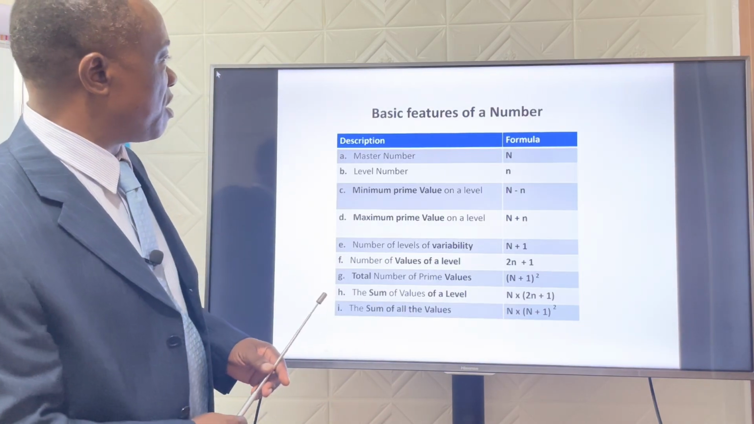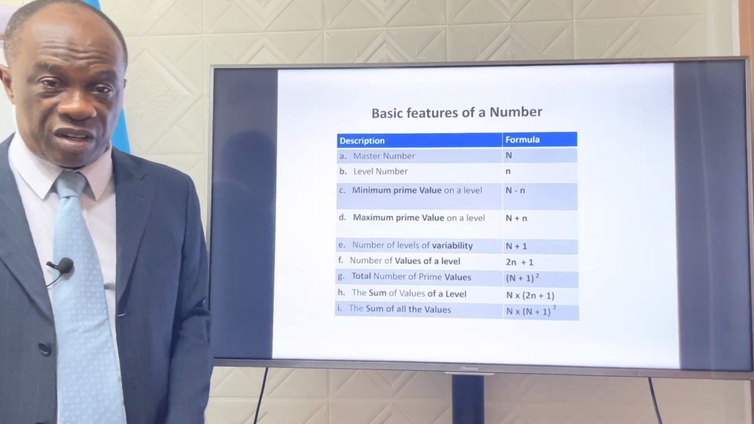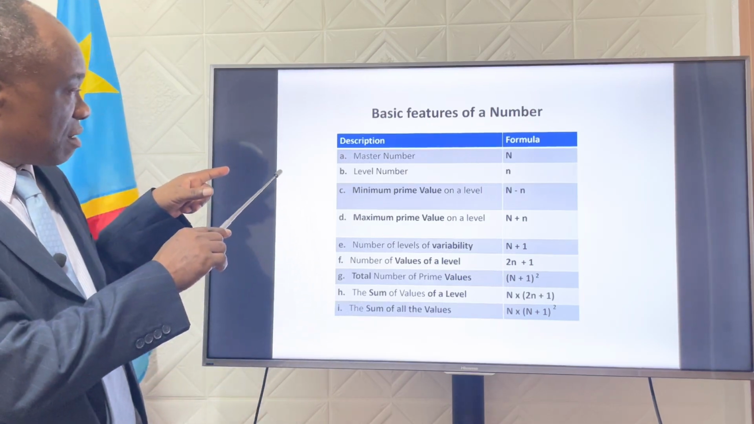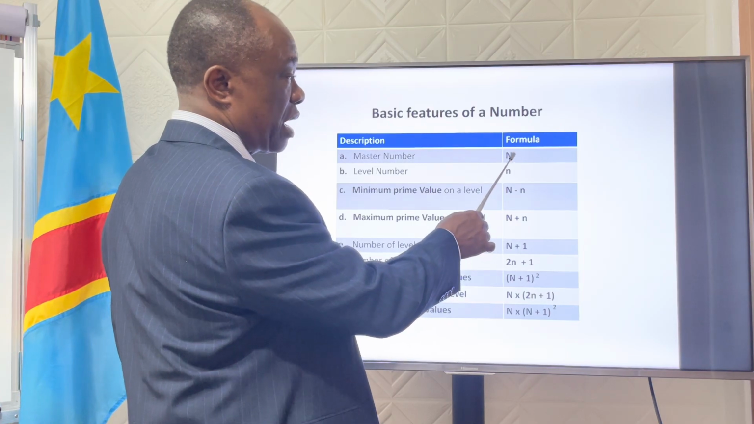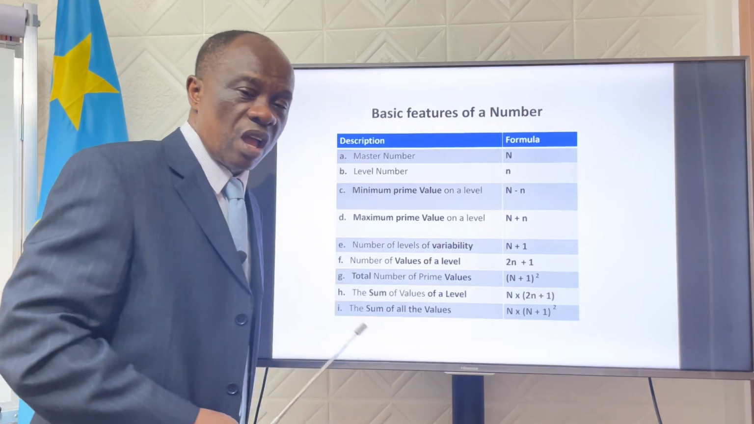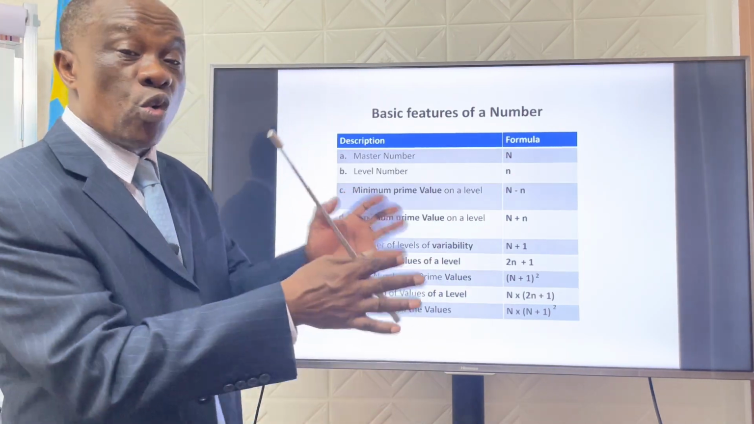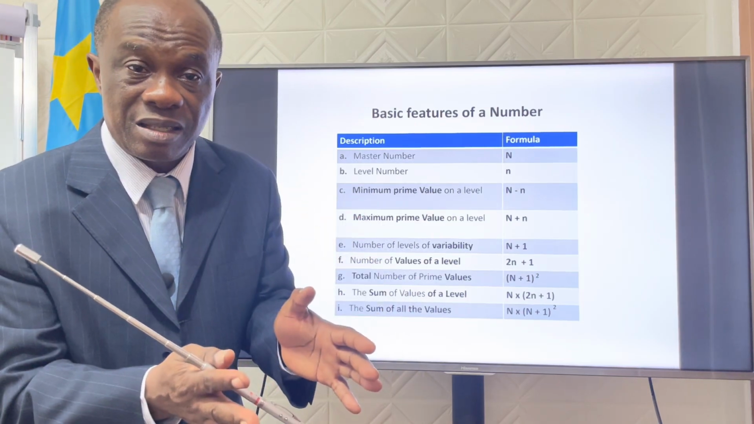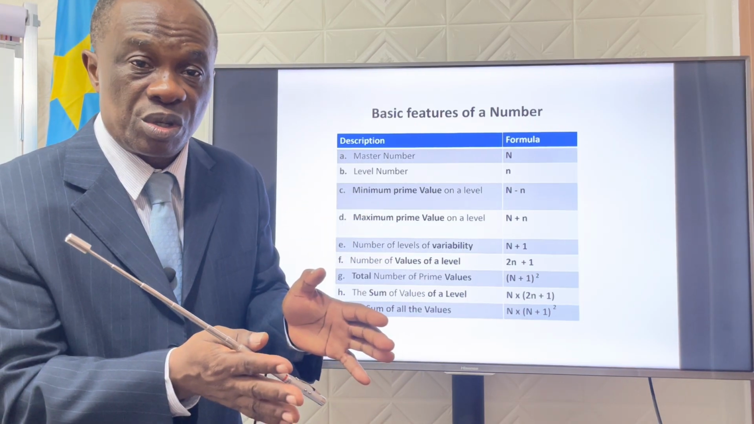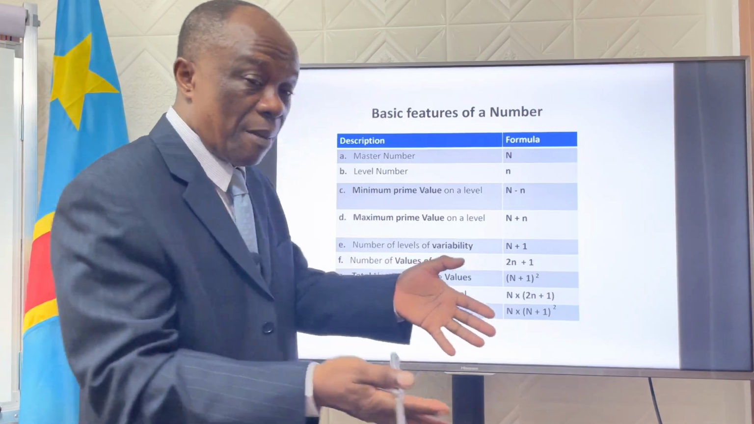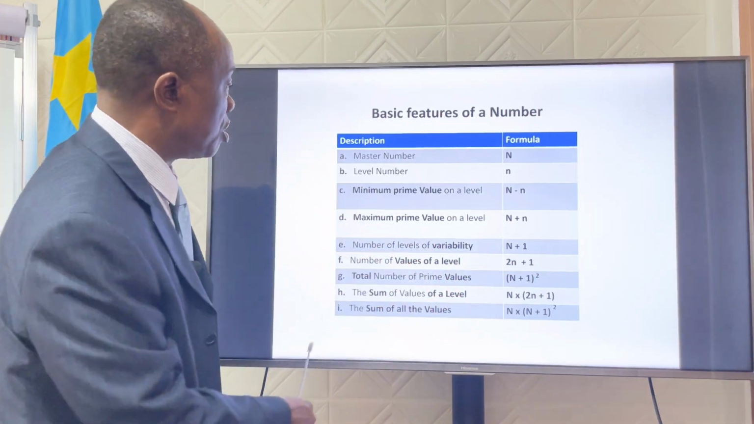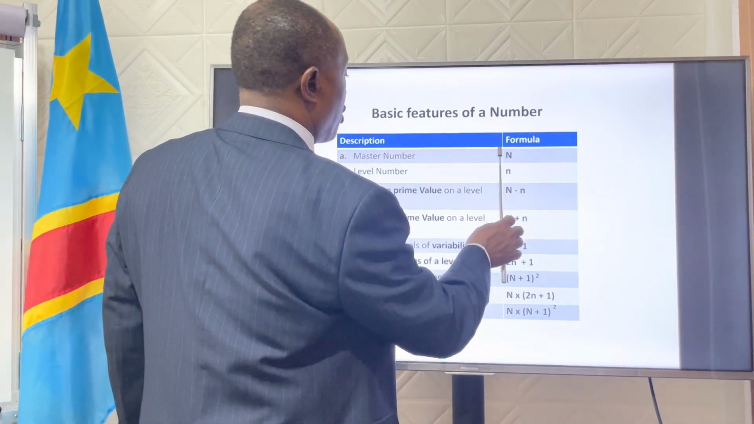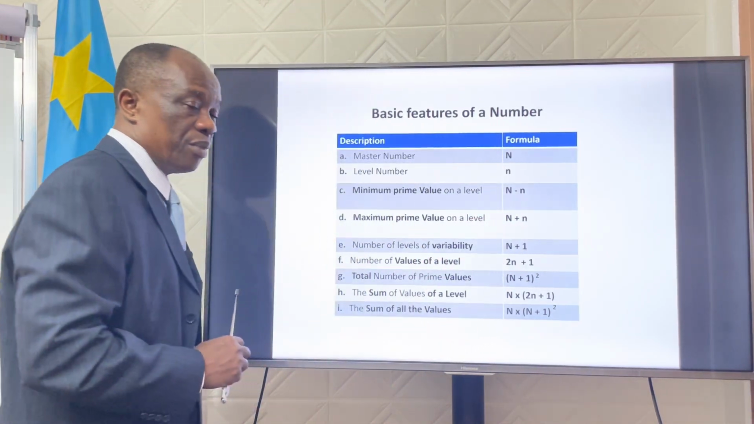So here is the recapitulation of all we have done. You have the master number, which is represented by N. So every time you have the master number, the number you are using, your base, is called the base also. For example, here we are basing everything on number 5. So 5, that's the master number.